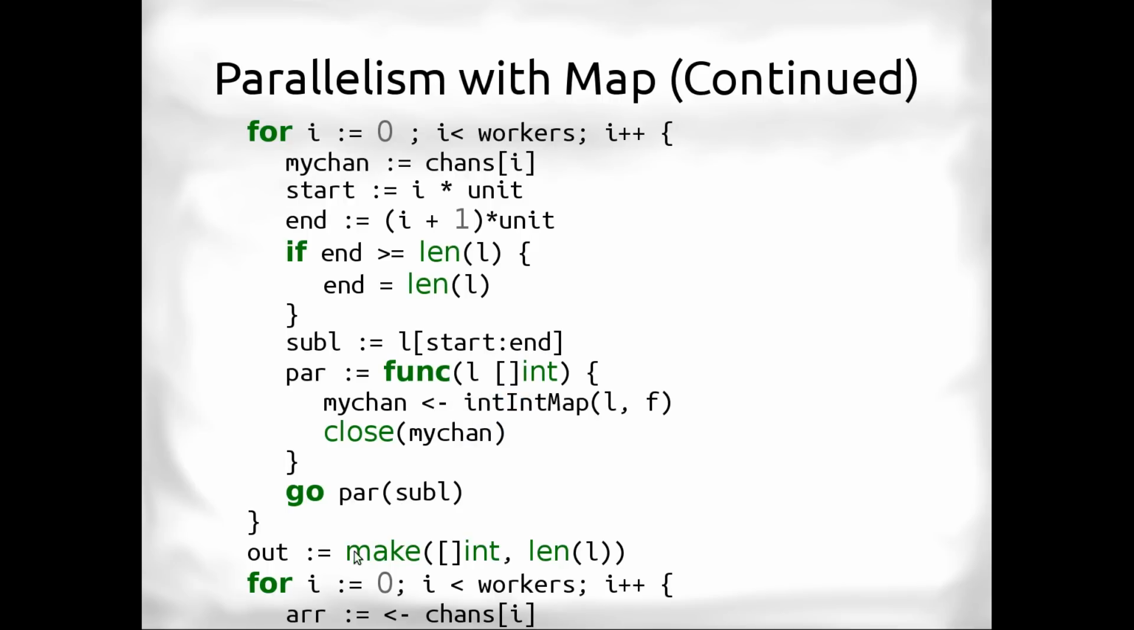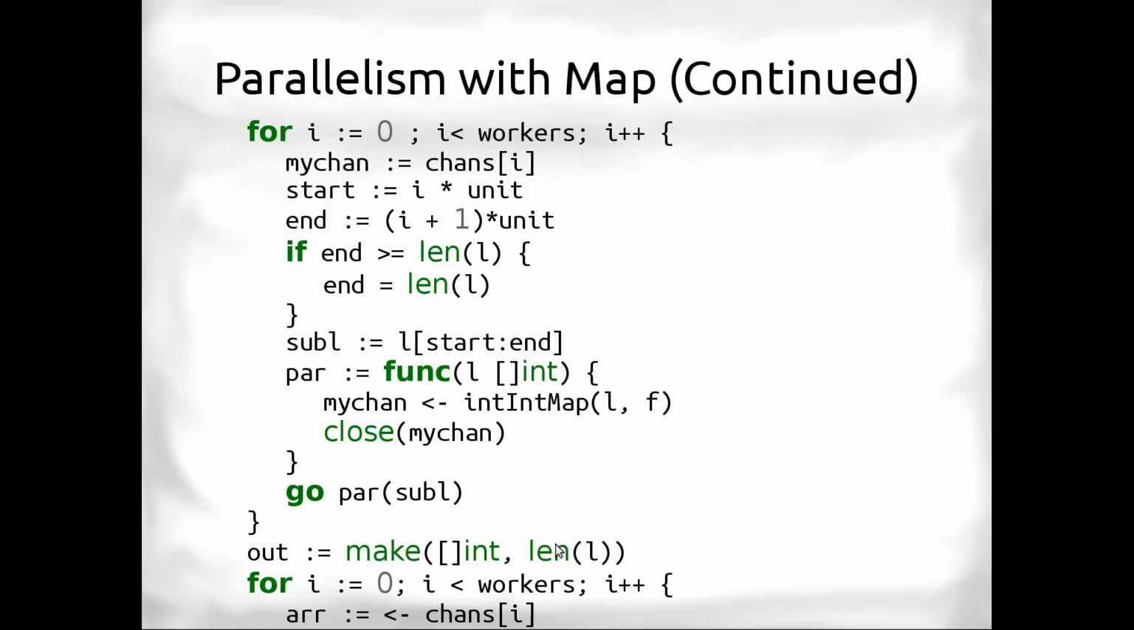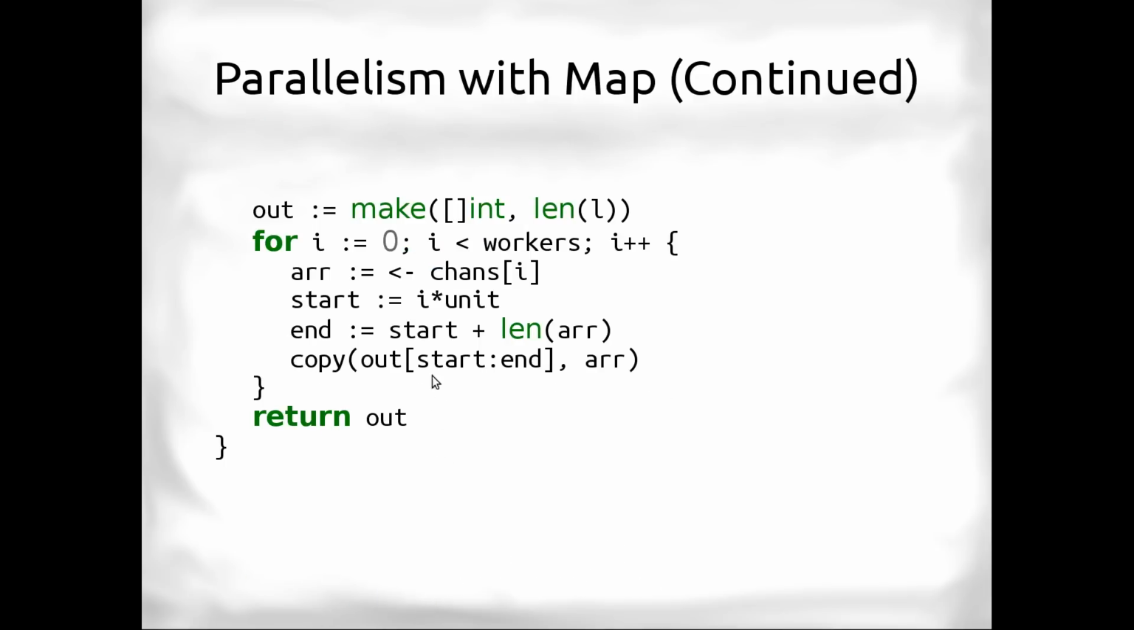Then what we'll do is we'll join everything. We'll make an output slice that's the size of the input. We make the output slice, and then we'll go for all the workers. We'll read from the channel, and then we'll copy into our output slice. We'll copy the output of that channel into the output slice. Then once we're done, we'll return.